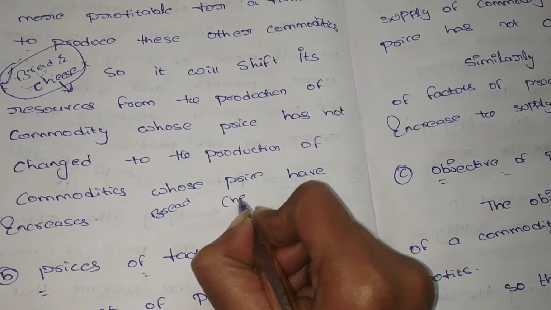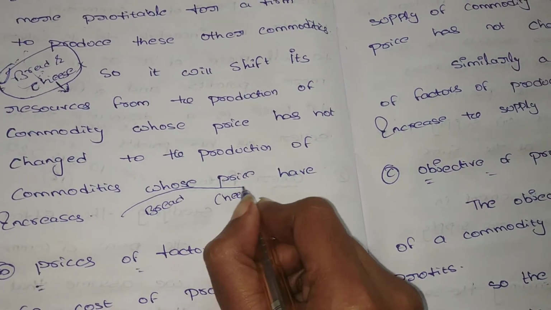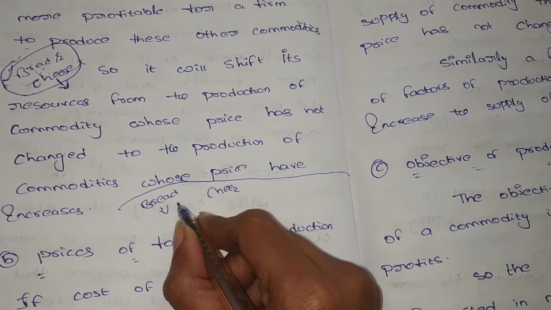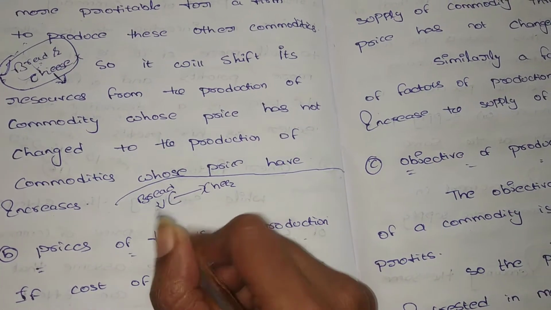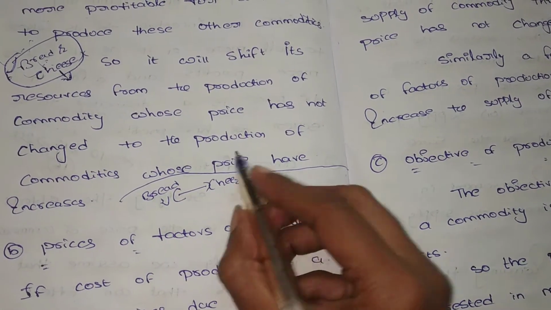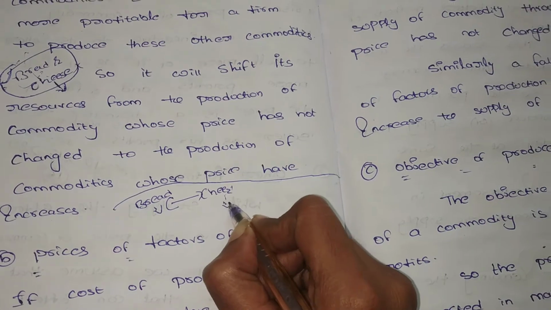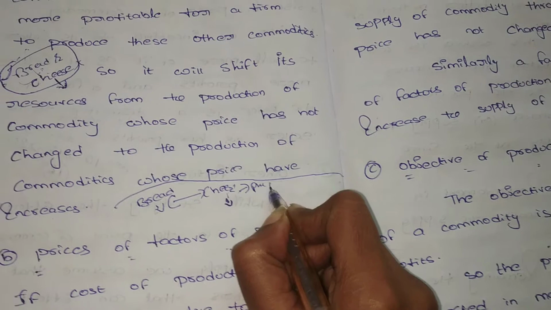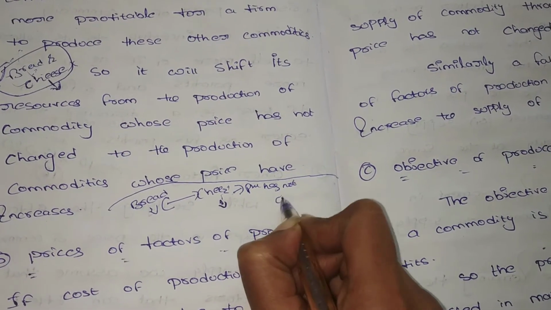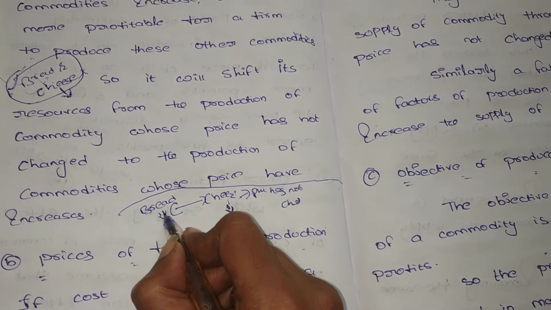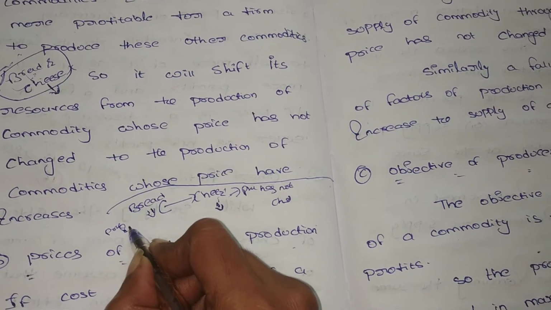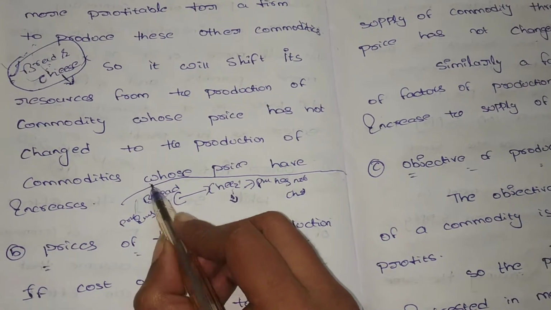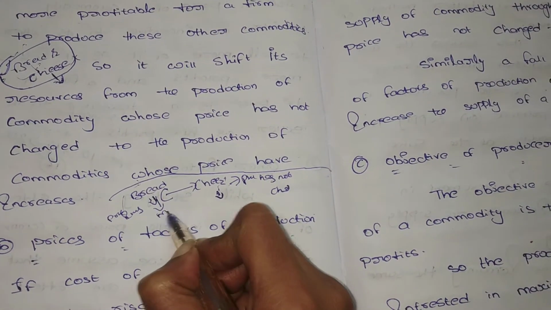Bread and cheese. These are the example. The producer is producing two goods, but we are discussing cheese. So this is our main product. This product's price has not changed, but the bread price increases. For the increase in bread price, the producer wants to produce more bread.